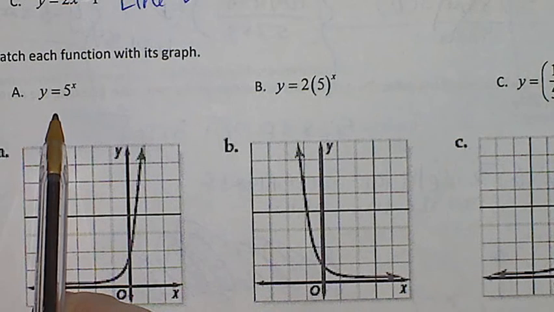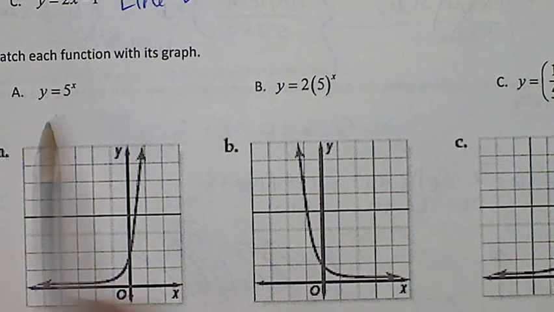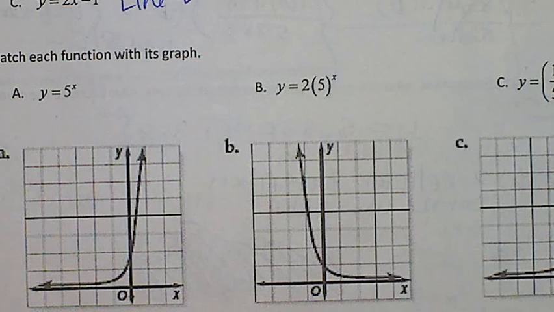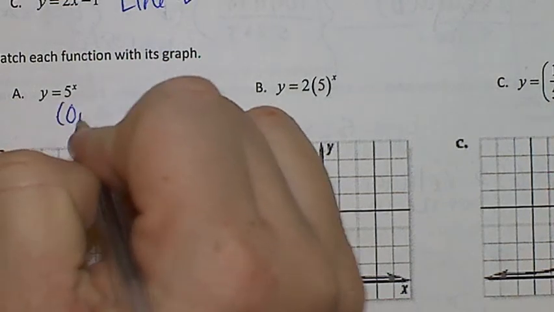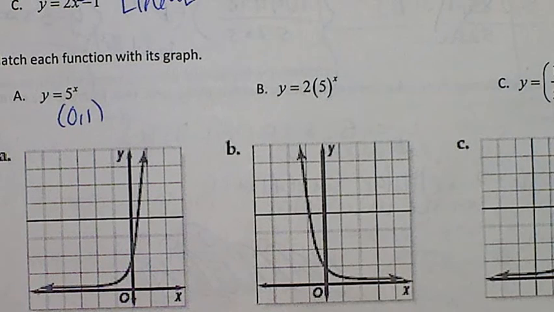I want you, in 5 seconds, for the A, B, and C equations, to write down the y-intercept for each one. So like, I'm going to write down 0, 1. Do that for the next 2. Ready? Get set, go.